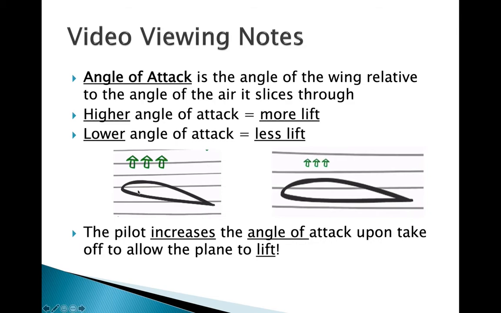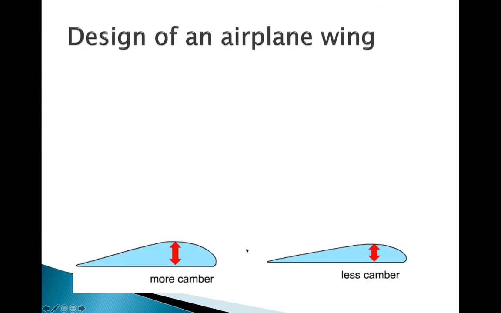But basically, the higher the angle of attack, the greater the angle, the more lift, of course, because more air is pushing in here and then being directed downwards. And the lower the angle of attack, the less lift there would be. So this is also what the pilot is manipulating when they are controlling takeoff mode or normal flight mode or going into a descent. So the pilot increases the angle of attack upon takeoff to allow the plane to lift. All right.